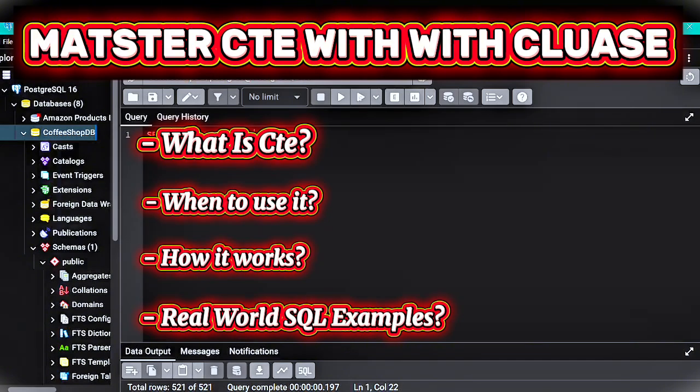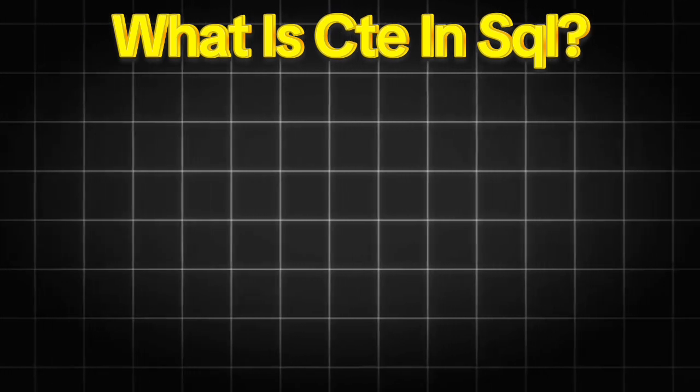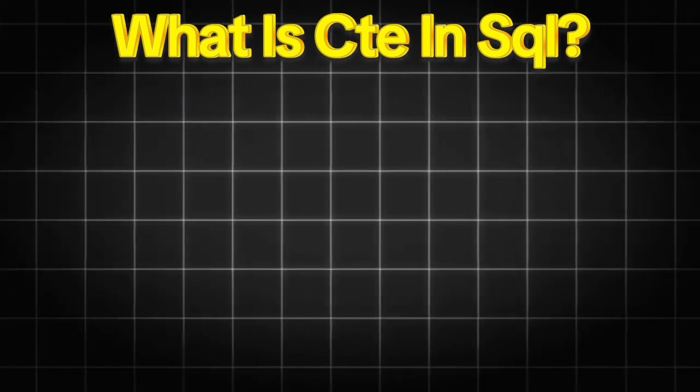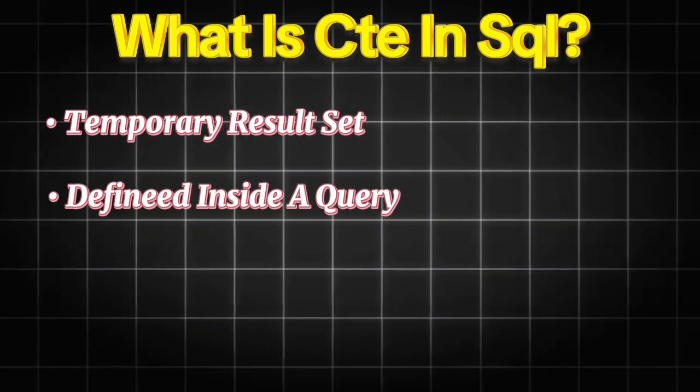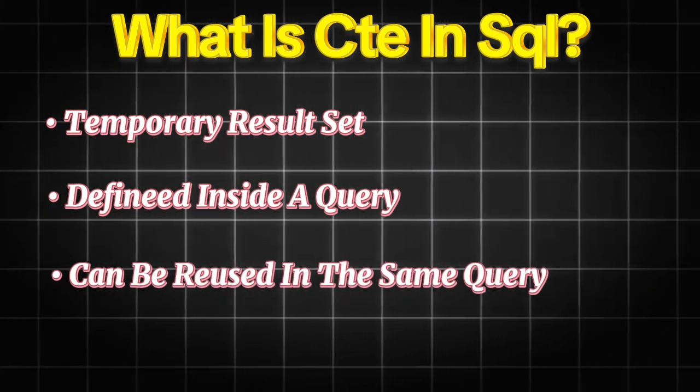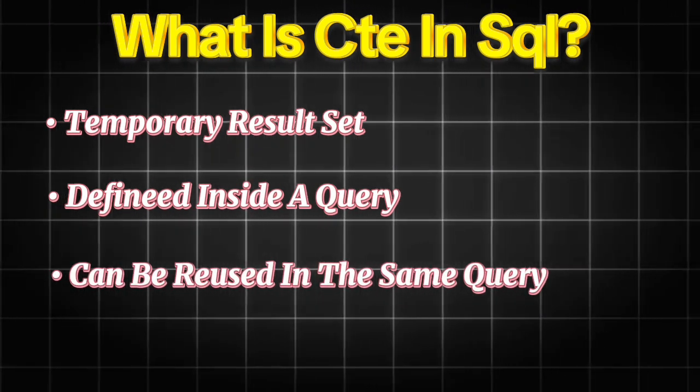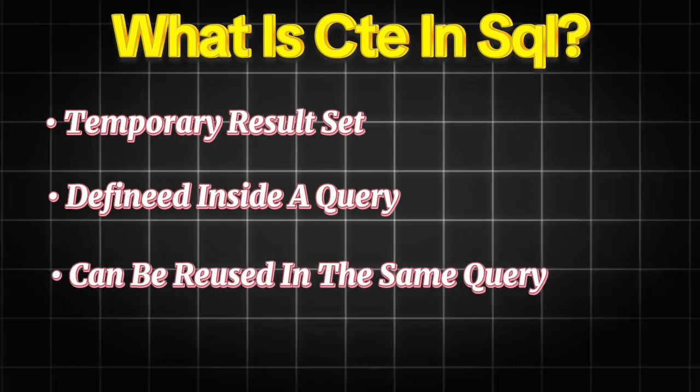Let's first understand the fundamentals of CTEs. What is a CTE in SQL? A CTE means common table expression. It is like a temporary table. We write it inside a query and we can use it again in the same query. It helps us write queries in a simple way.